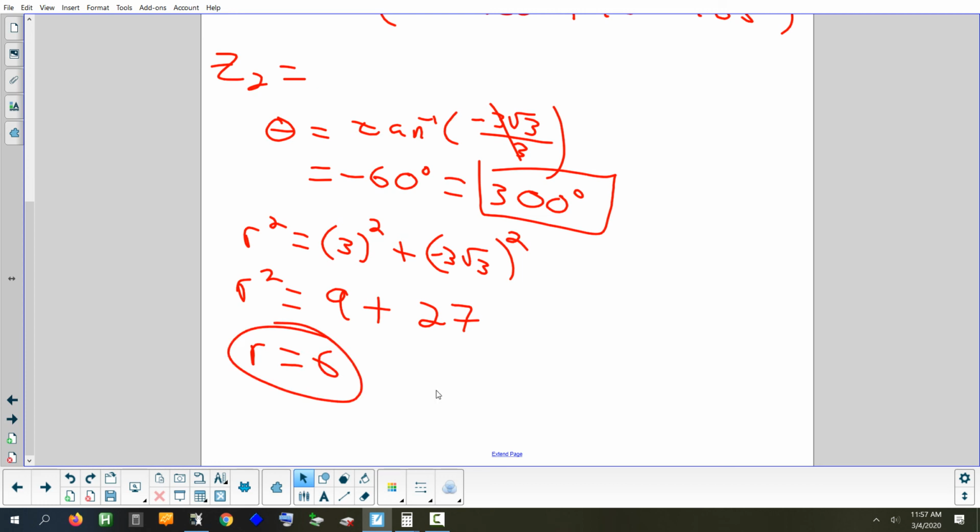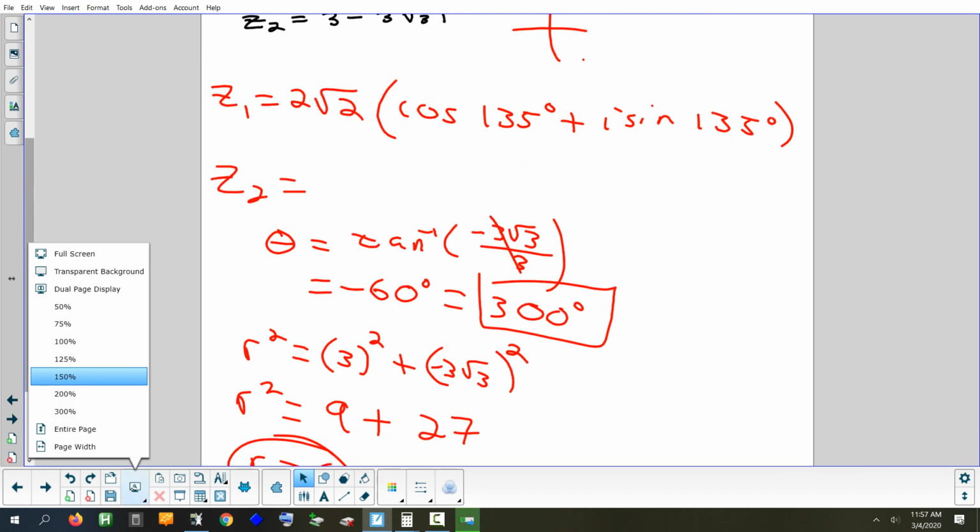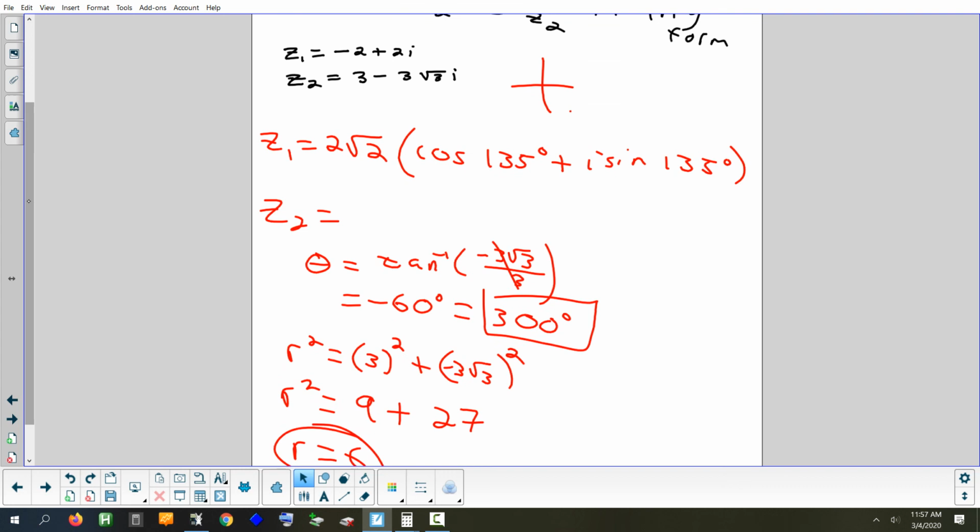So, what would be my answer to write z2? Yep. 6 cosine 300 plus i sine 300. Okay, so now you have z1 and z2 in trig form. We can very easily multiply or divide them: either multiply the radii and add the angles, or divide the radii and subtract the angles.